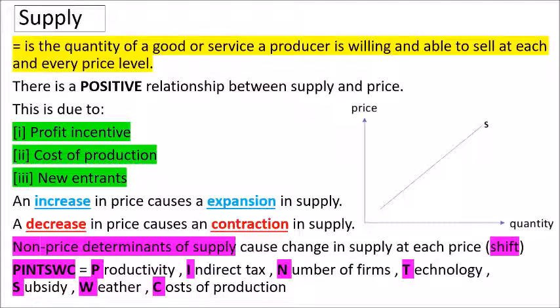The supply curve will shift inwards to the left. Remember, left is less. If there is a decrease in productivity, if there is an implementation of an indirect tax, perhaps on demerit goods, if the number of firms decreases, if technology gets worse, if the subsidy is taken away, so the government don't award a particular industry a subsidy anymore, if the weather is negative for the production of a certain agricultural product, or if costs of production rise, that will cause supply to shift inwards.